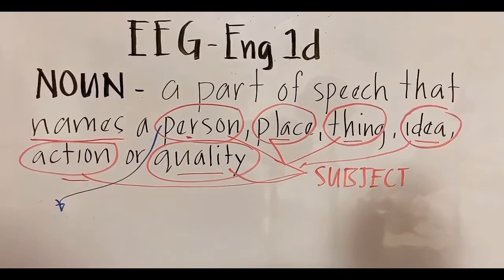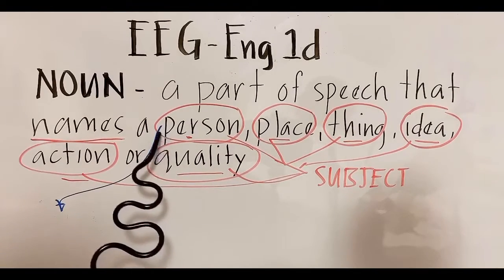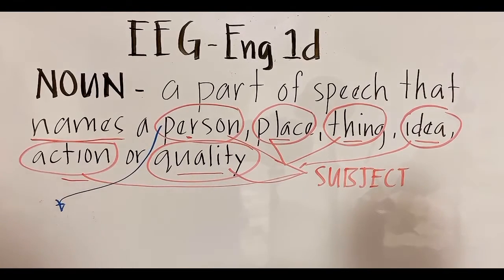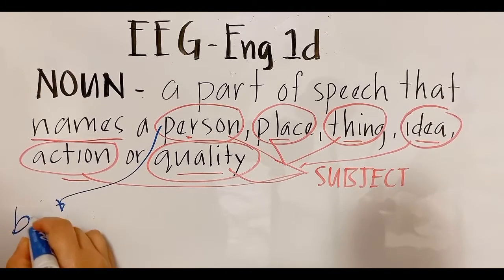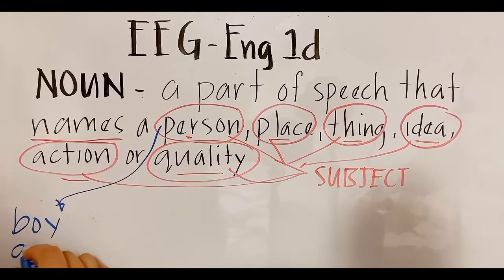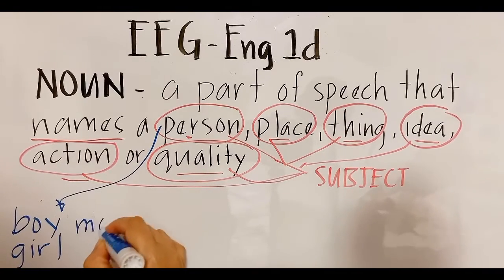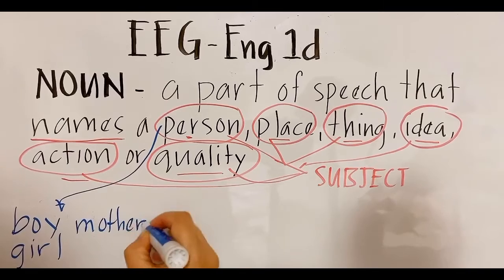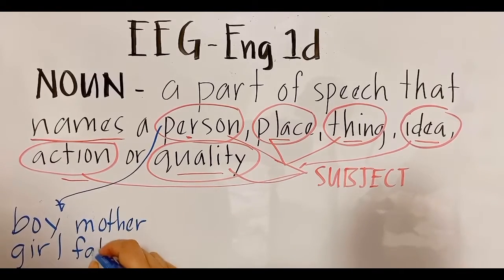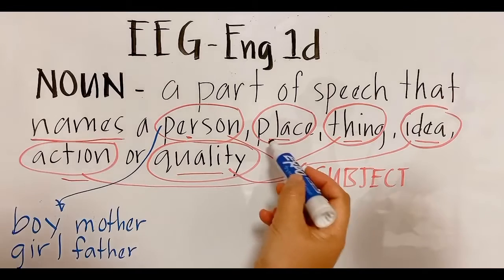So let's give examples of this person. It can be a boy, a girl, mother, father, uncle, grandmother, grandfather, neighbor, etc., etc. Right?